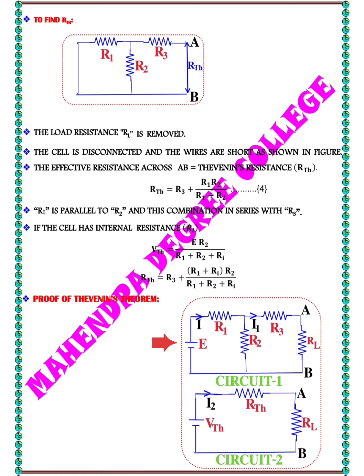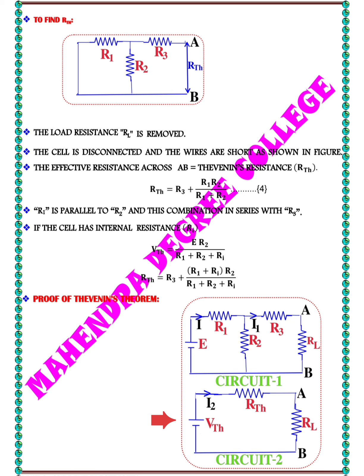I1 and I1 are currents through different branches. A and B are terminals where we might want to find the Thevenin's equivalent. This is circuit 2, which represents the Thevenin's equivalent circuit, where VTH represents the Thevenin's equivalent voltage, meaning the open circuit voltage measured across terminals A and B on the original circuit.